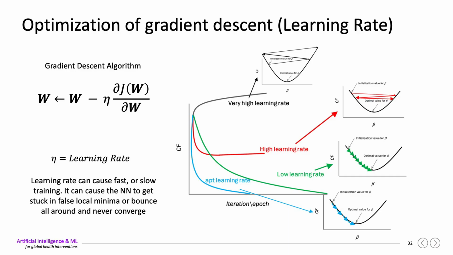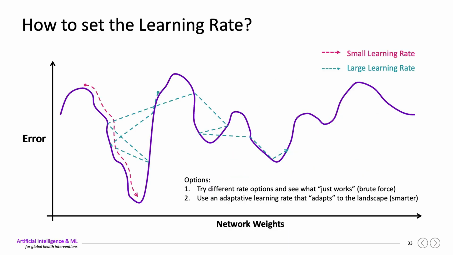Too high, and the network jumps around without converging. Too low, and training becomes painfully slow. Here you can see how in a projected network weight landscape, the selection of an inappropriate learning rate can dramatically affect the capacity of a system to find the point in the landscape of model weights that will best minimize the error across all samples.